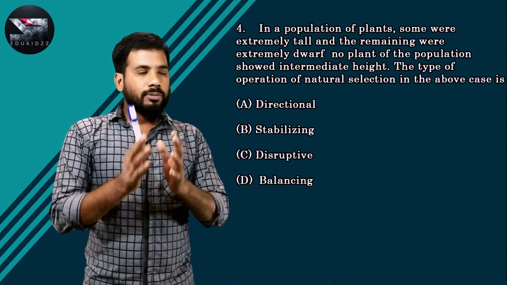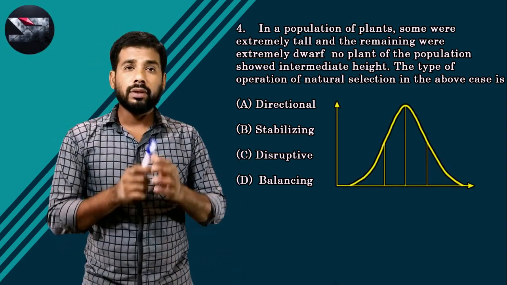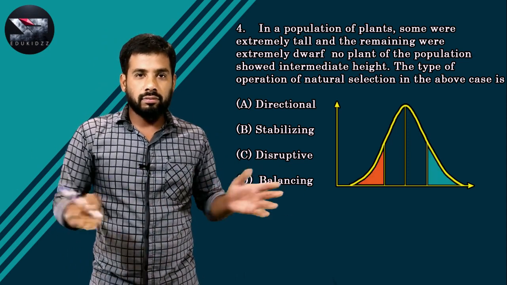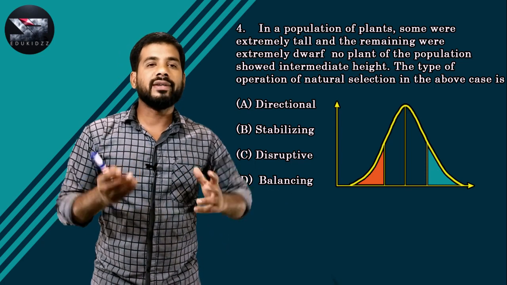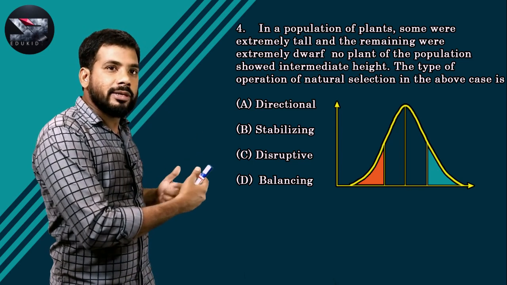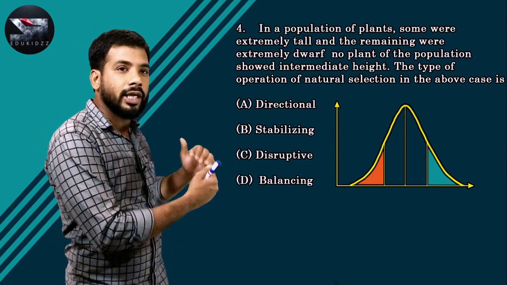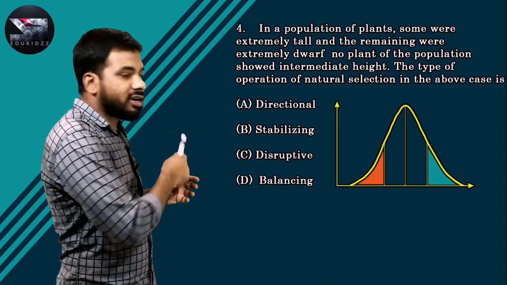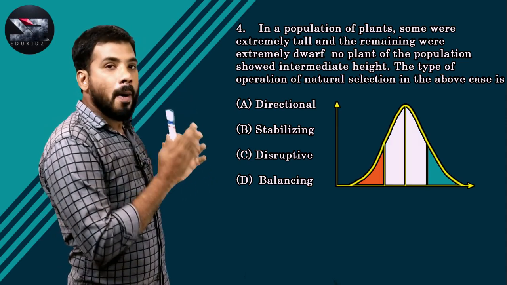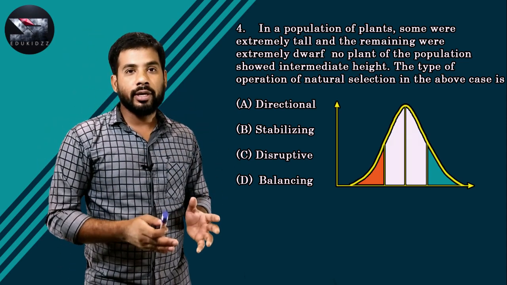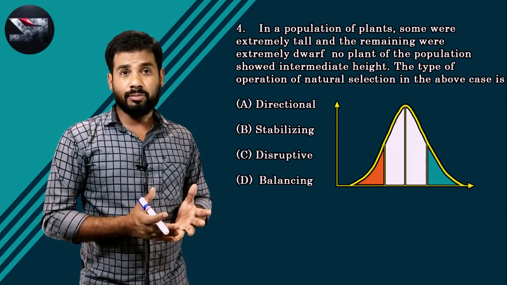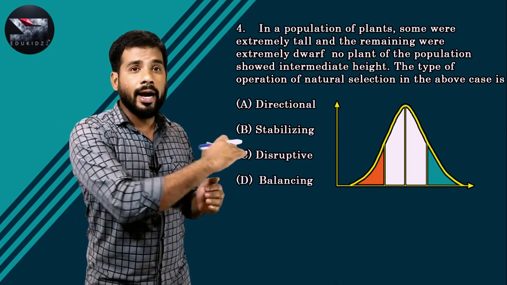So first of all, if you observe this curve here, at the right and left side, I just differentiated that in 2 different colors. Those are the 2 extremes. Those 2 extremes represent the very tall and very dwarf plant. Whereas in the middle portion of the curve, this is the population distribution curve actually. The middle portion, which is represented in white color, that middle portion is more individuals that acquire the mean value, mean character, that means which are in intermediate height.